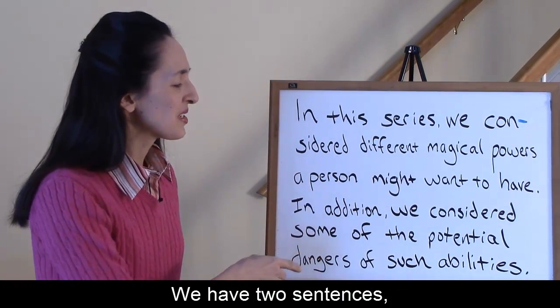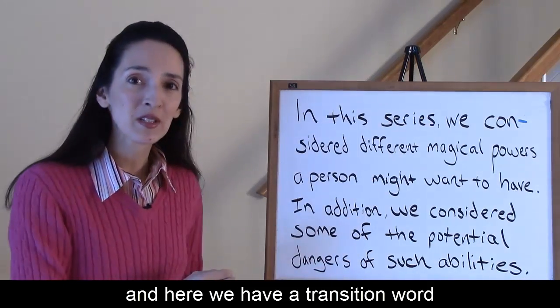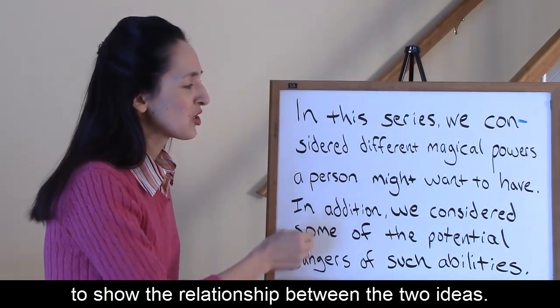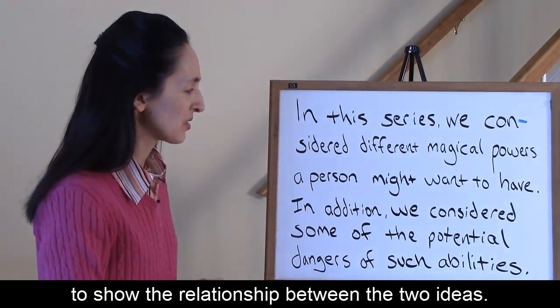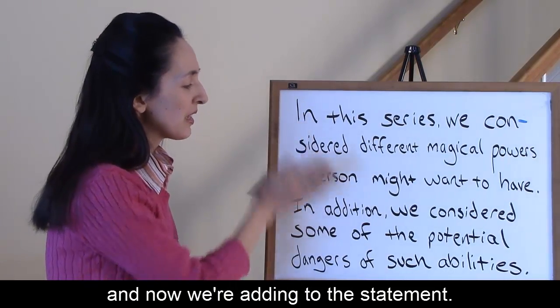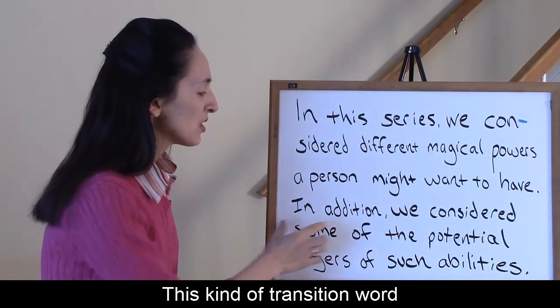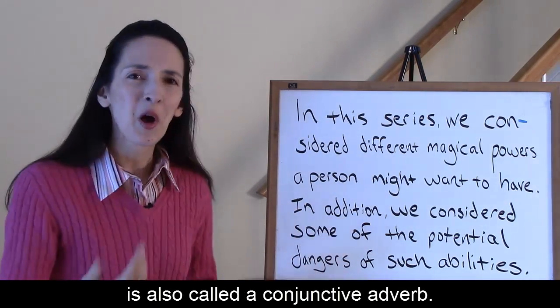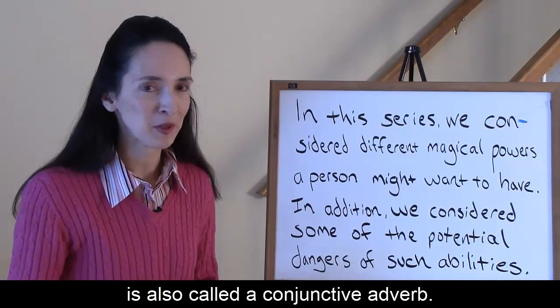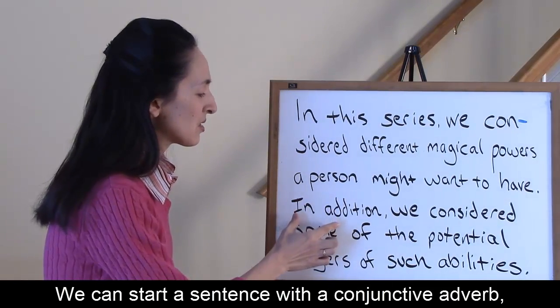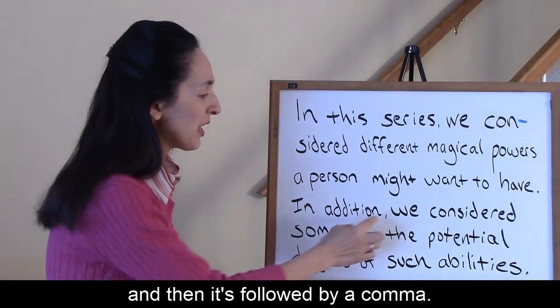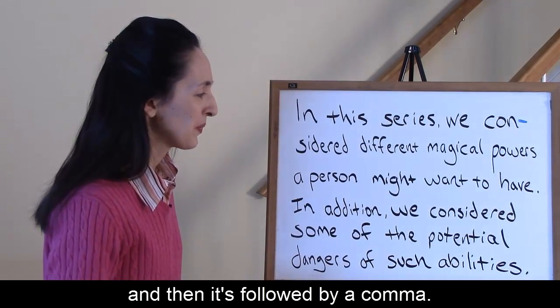We have two sentences, and here we have a transition word to show the relationship between the two ideas. Here's a statement, and now we're adding to the statement, so in addition. This kind of transition word is also called a conjunctive adverb. We can start a sentence with a conjunctive adverb, and then it's followed by a comma.